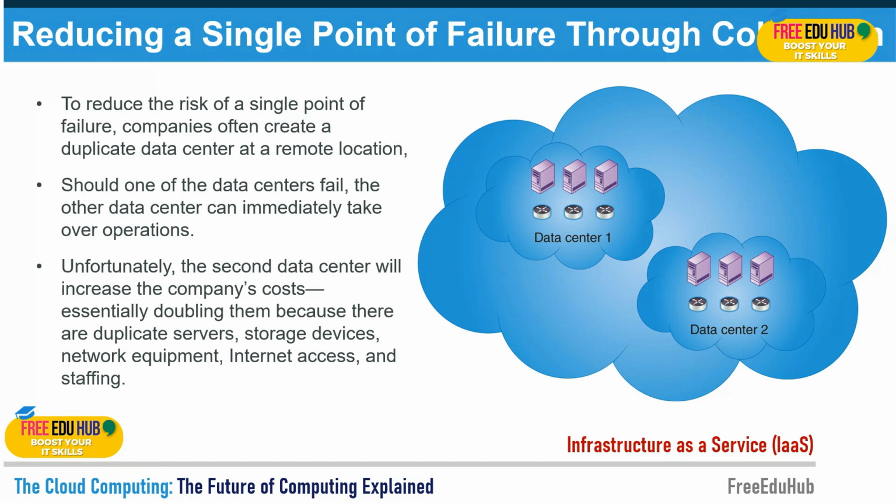So it is constantly keeping the backup of the primary data center in the secondary data center. It means that both data centers are working and they are constantly creating a replica of each other. Unfortunately, the second data center will increase the company's cost, essentially doubling it, because there are duplicate servers, storage, networking, internet access, and staffing, etc.